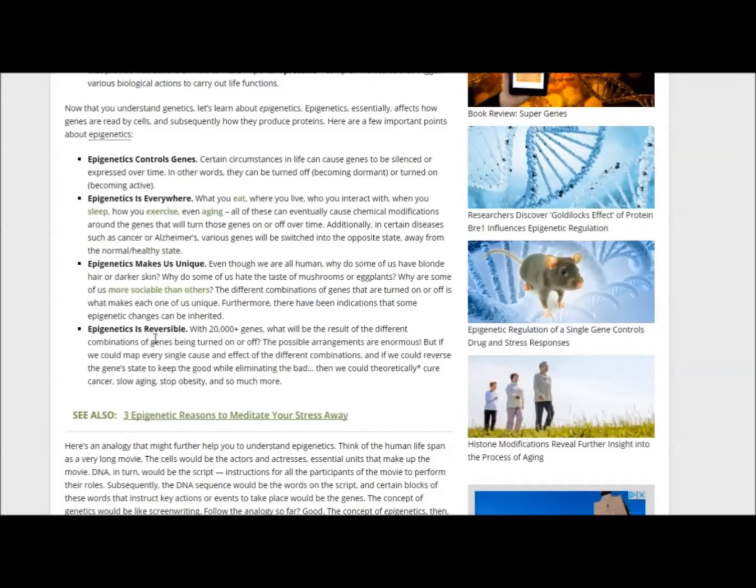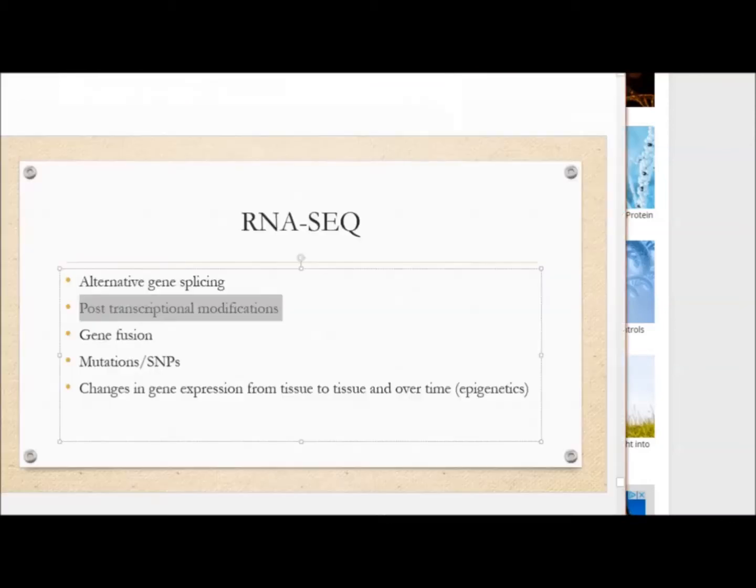Okay, one more, epigenetics is reversible. With 20,000 plus genes, what will be the result of the different combinations of genes being turned on or off? The possible arrangements, obviously, are enormous. But if you could map every single cause and effect of the different combinations, and if we could reverse the gene state to keep the good while eliminating the bad, we could theoretically cure cancer, slow aging, stop obesity, and so much more. And so this is a resource which is really useful because it is dedicated purely to epigenetics.